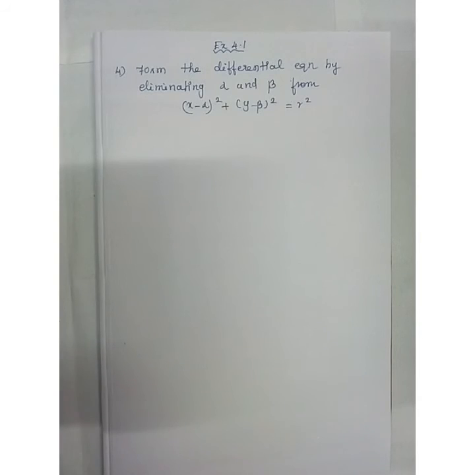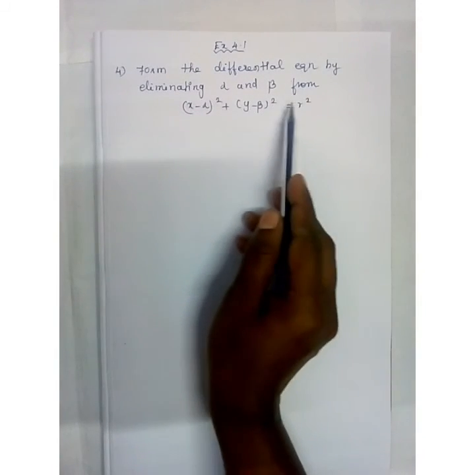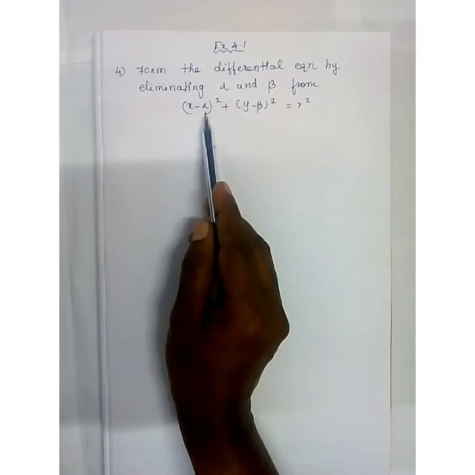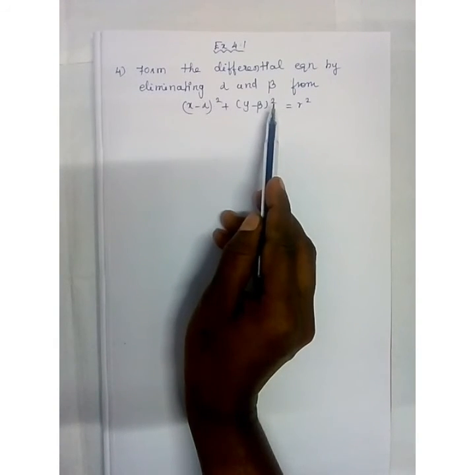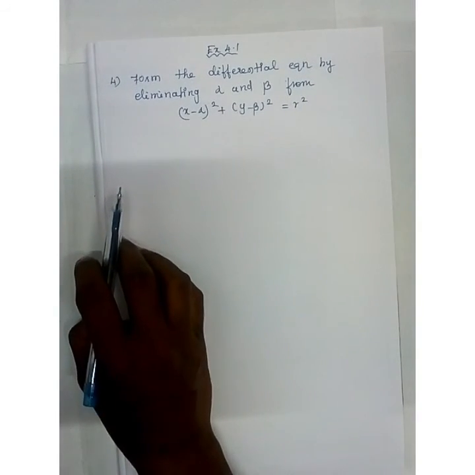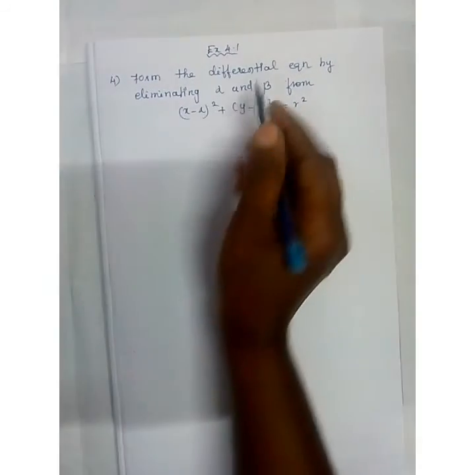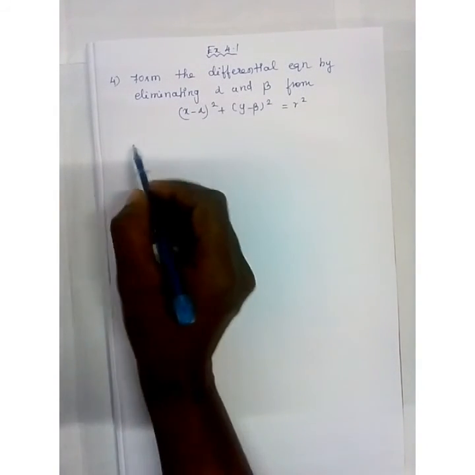Let us see. Our fourth question is: form the differential equation by eliminating alpha and beta from (x minus alpha) the whole square plus (y minus beta) the whole square equal to r square. Okay, let us see how to bring the differential equation by eliminating alpha and beta.